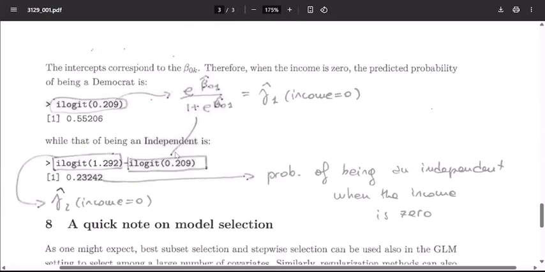Okay, this is the logit aspect. The intercept corresponds to that. When the income is 0, the predicted probability is that. This is how to use that in R, and that's how to do it for being independent. Okay, so these are the code.